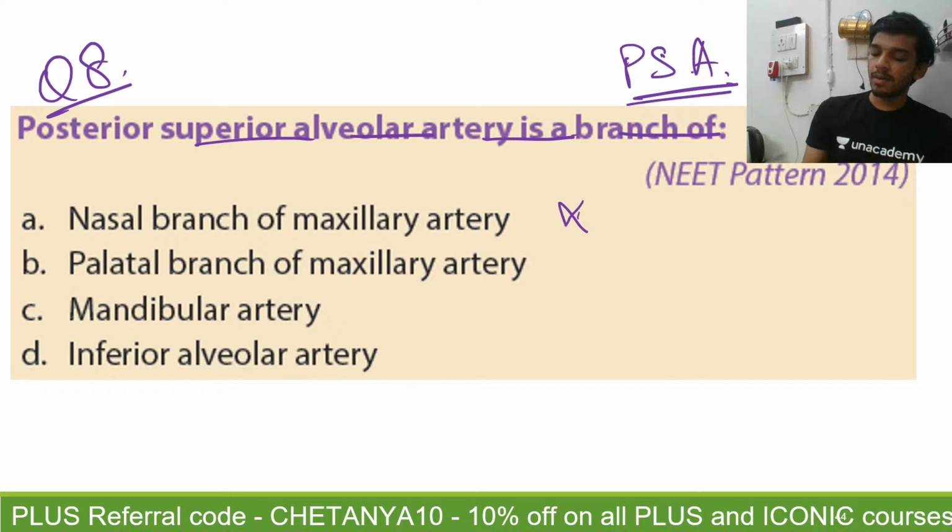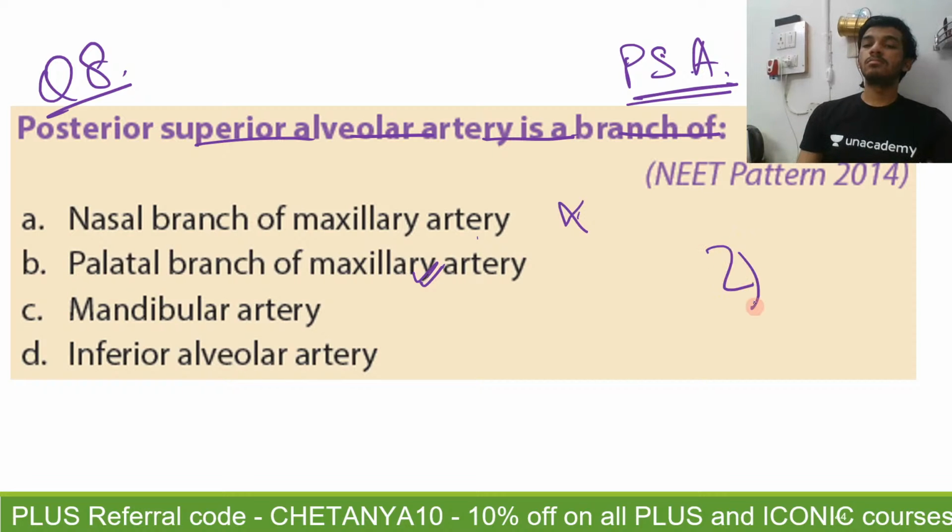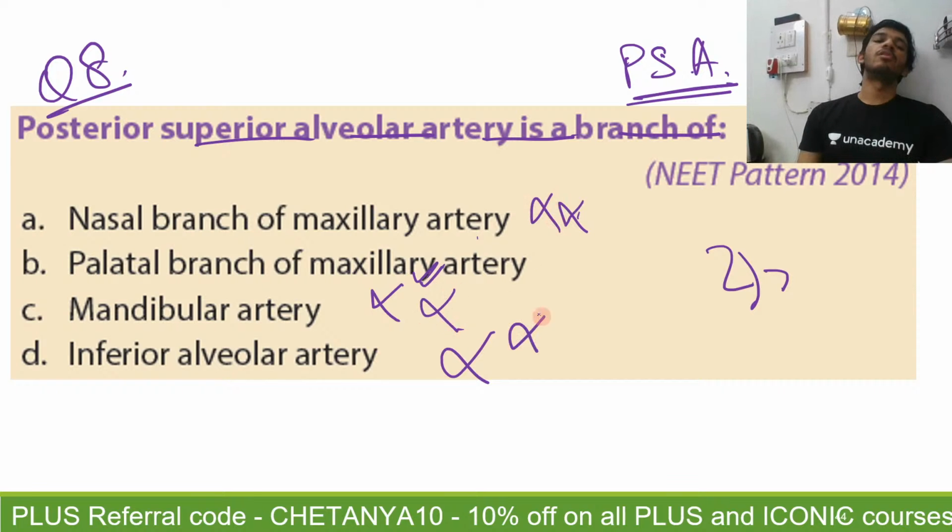The answer to 8 will be B, palatal branch of maxillary, because it goes inferiorly, right? You have to know that there is nothing known as the mandibular artery, and the inferior alveolar artery cannot give the superior alveolar artery. Obviously, that is inferior. How will an inferior artery give a branch to the superior one? You can basically exclude that: the nasal branch will not be it, mandibular artery will not be it, inferior alveolar artery will not be it, so the remaining one is the answer.